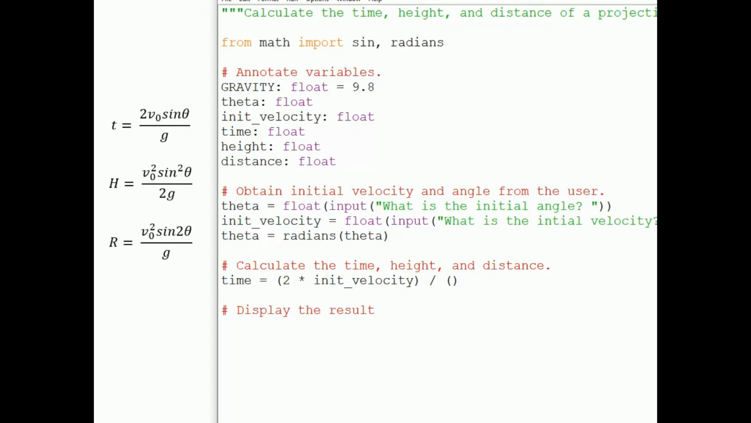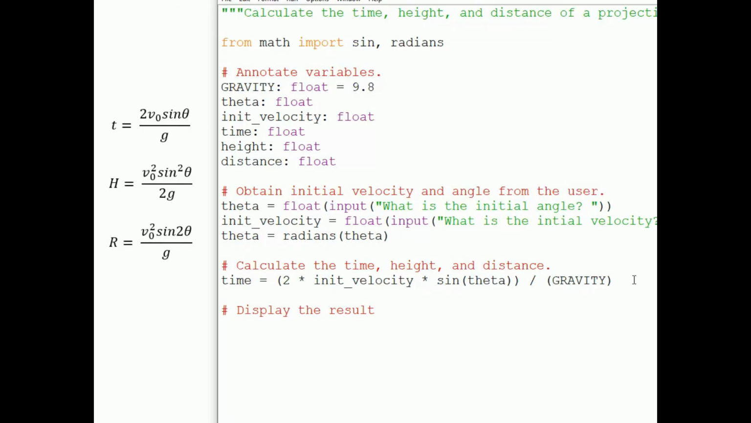Down in my computation, after the asterisk, I will write sin, and then within parentheses, I put the argument, which is theta, now converted to radians. I will put gravity in my denominator. That computes my time.